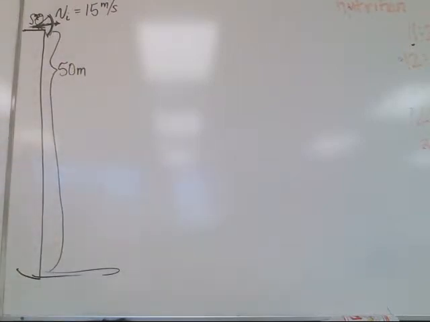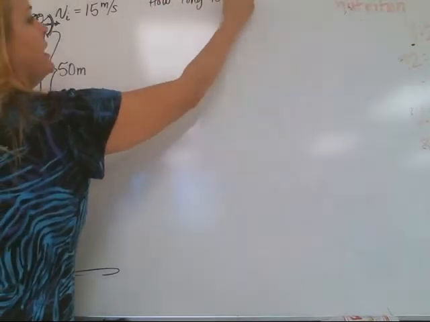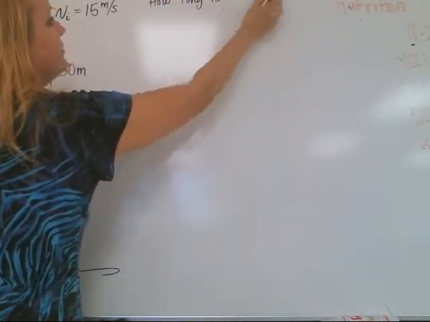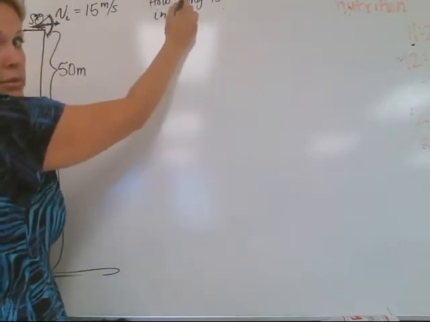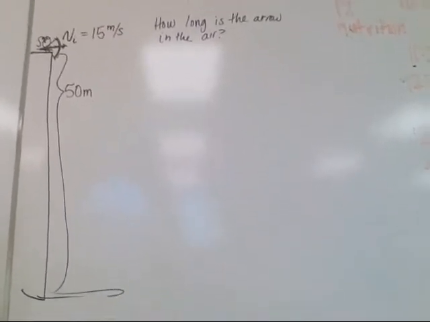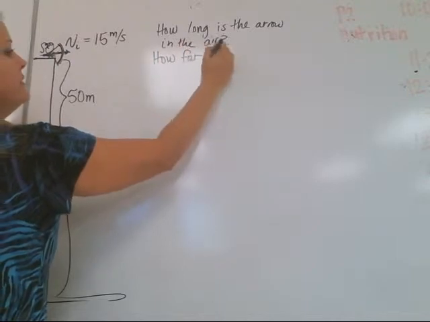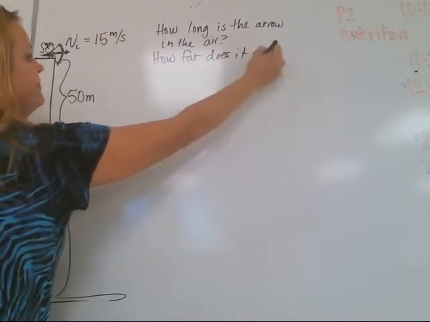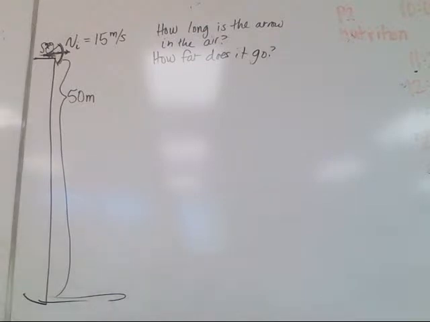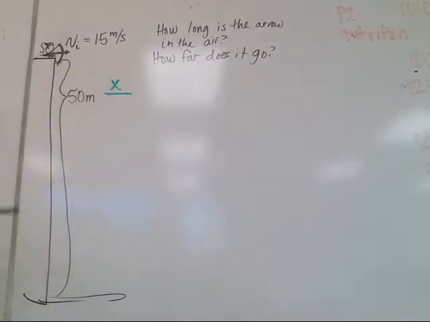Two questions we want to know. How long is the arrow in the air? And second question, how far does it go? All right. First step for those of you that have been having trouble with this is I want you to list everything you know for the x components and the y components.